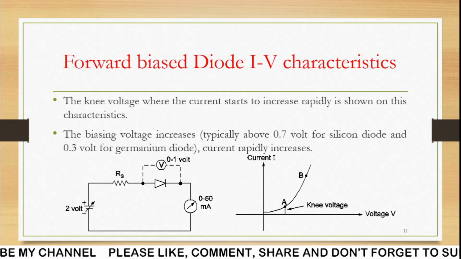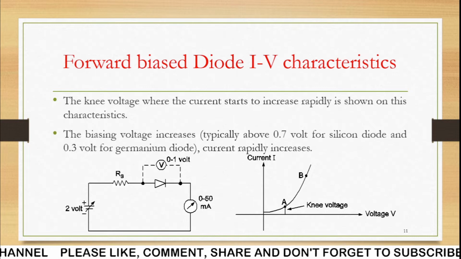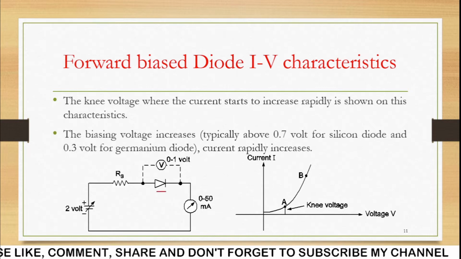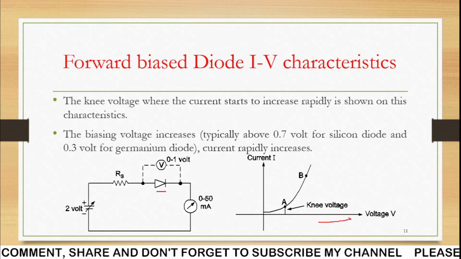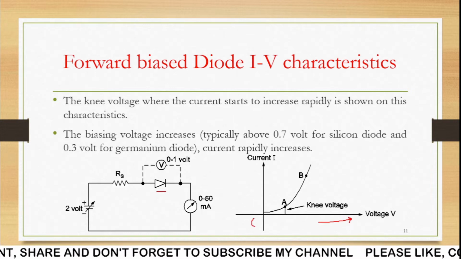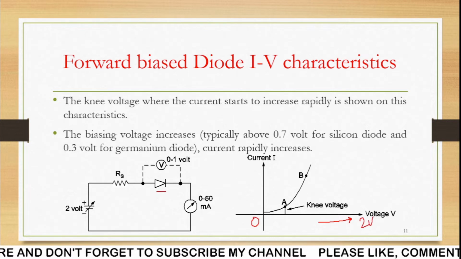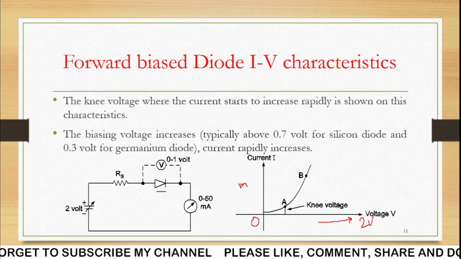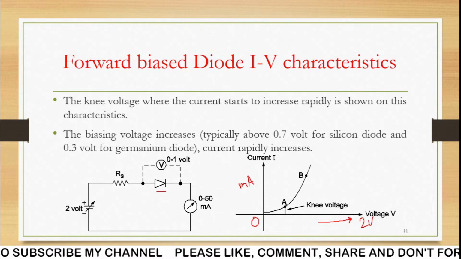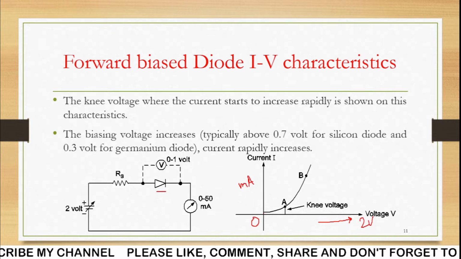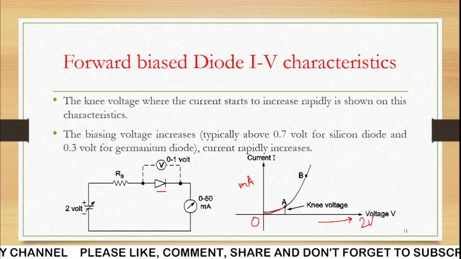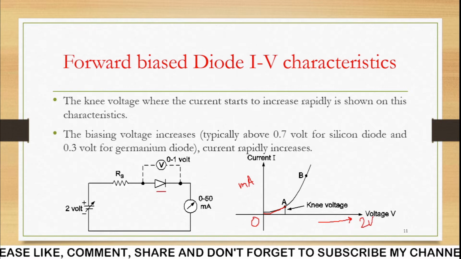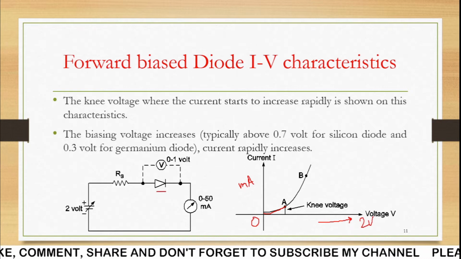So what we can see when we do the experiment on the diode, a forward bias characteristic experiment, you can see there will be a voltage on the x-axis that is increasing from 0 to 2 volt, and we are getting current on the y-axis in milliamps. You get a graph that starts from 0, and from A to B the curve rapidly increases, that is, the current rapidly increases.